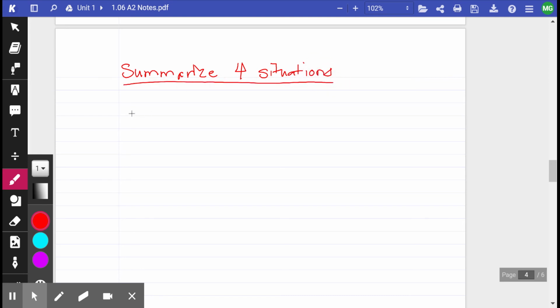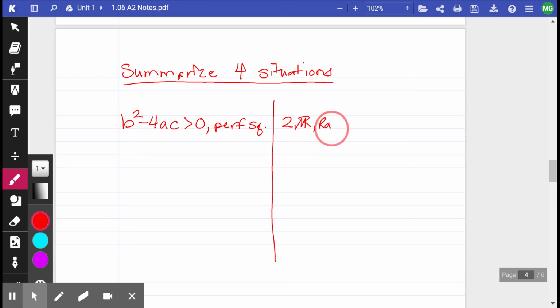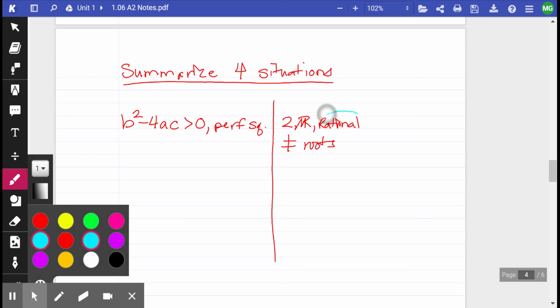Okay, so option 1. You could have your discriminant, which is b squared minus 4ac, the number under the radical, be greater than 0, which means it's positive. If you don't know that greater than 0 means positive, you should write that down. Also, let's say that it's a perfect square. If that's the case, you're always going to have 2 real, rational, unequal roots. So each of these, there's going to be one word that's most important. This one, the most important word would be rational.